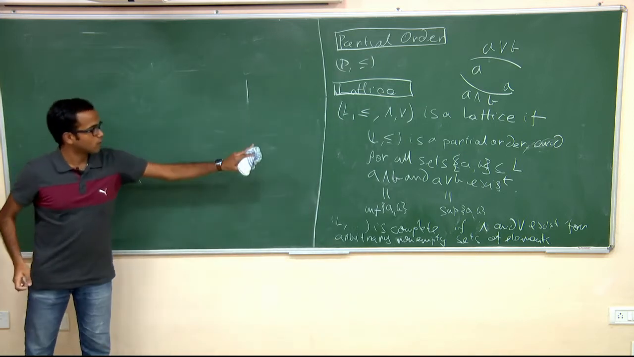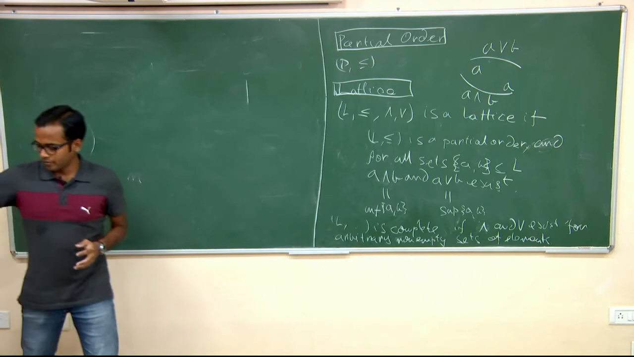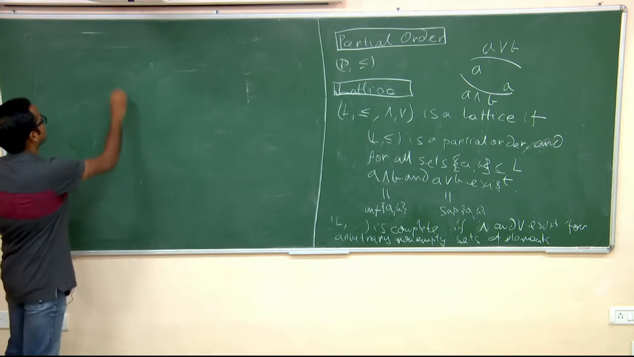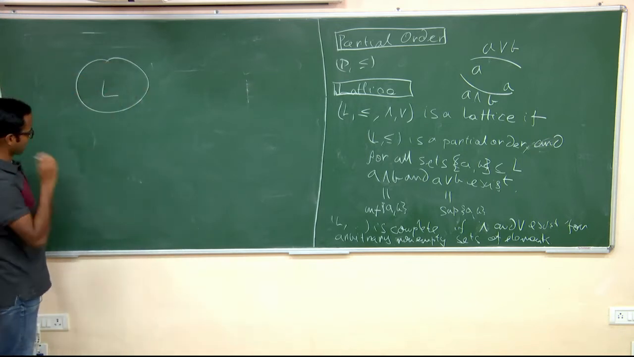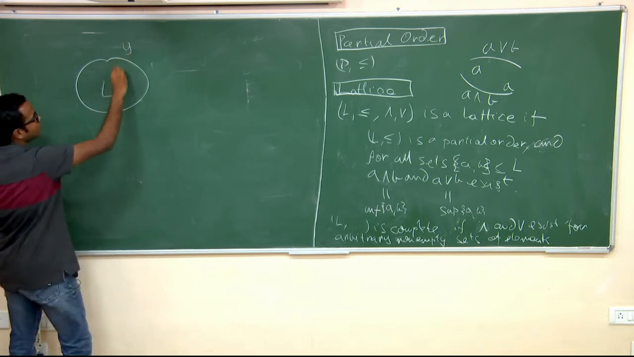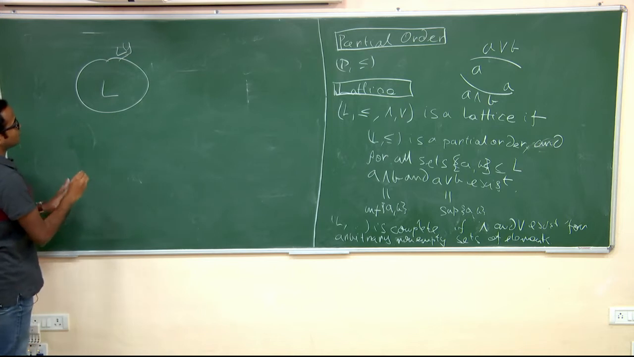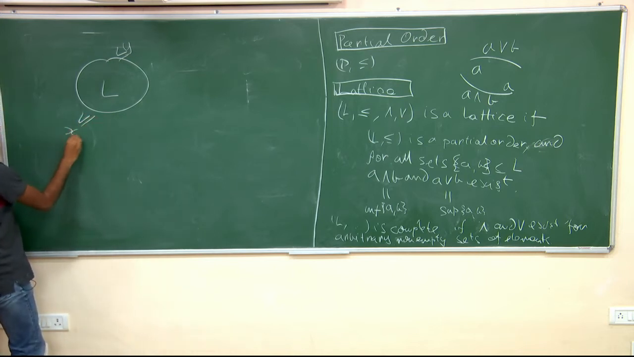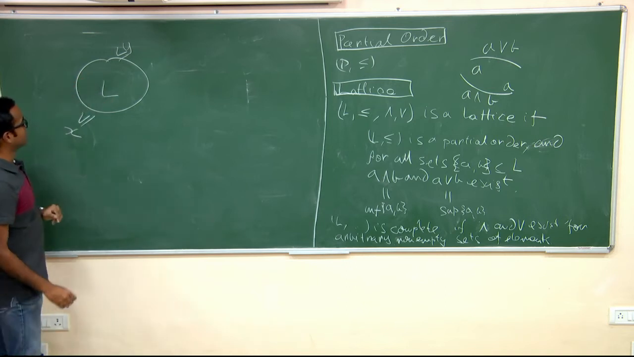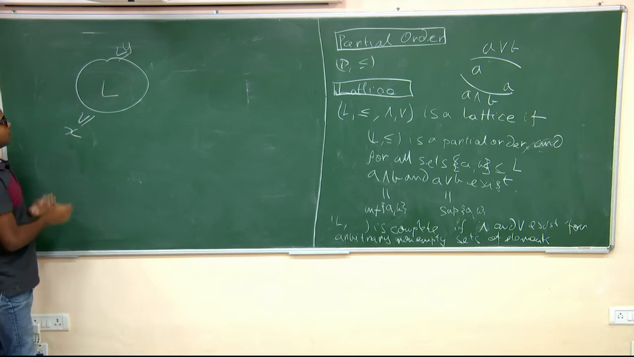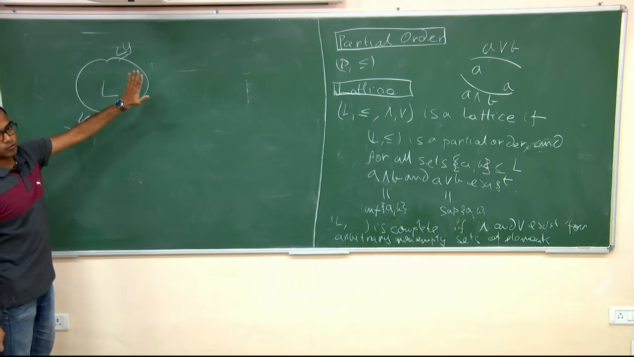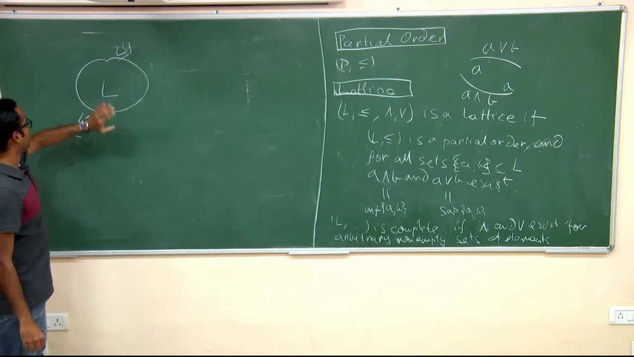So we've gone from partial orders to lattices. Now we'll look at something called the top and the bottom element of a lattice. This is a lattice. It might be the case that there is an element y which is greater than or equal to every element in L, and there is an element x which is less than or equal to every element in L. So basically x is a lower bound for L and y is an upper bound.